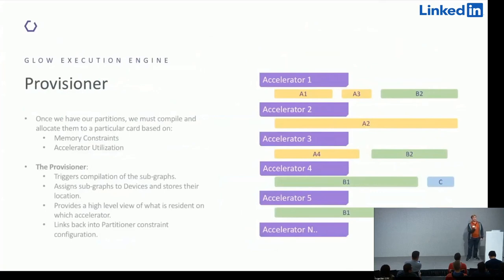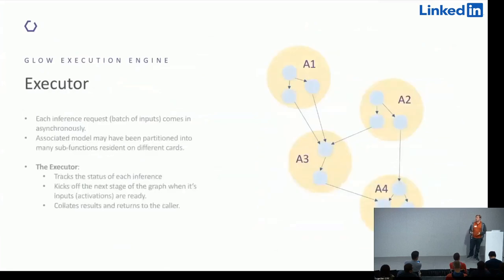Once we have our partitions, we move on to the provisioner. The provisioner takes those subgraphs and actually assigns them to a given card based on available space on the cards currently, as well as current load on the cards. It's responsible for then compiling the subgraph for the target platform and calling into the device manager for that card to load the network and get it ready to run.